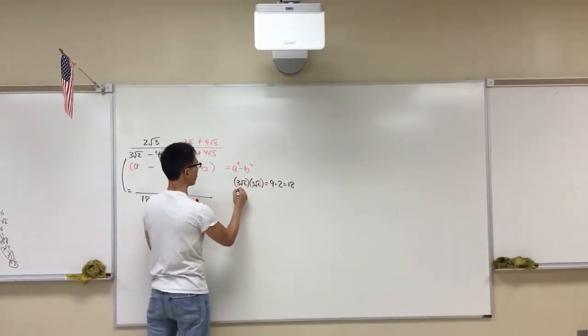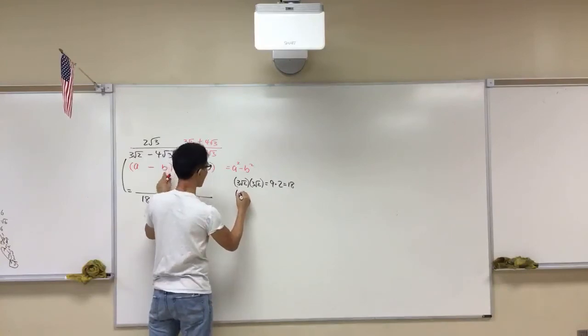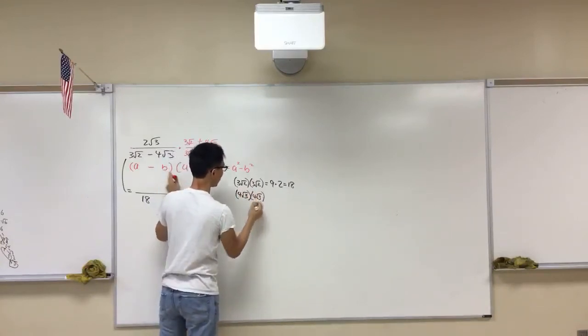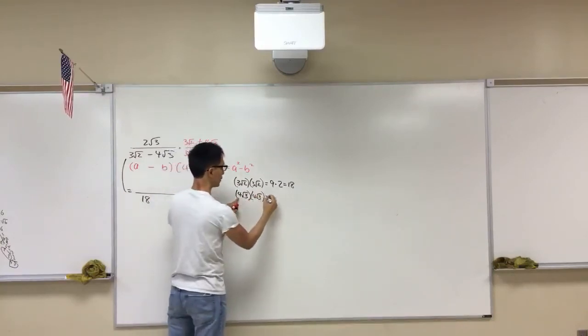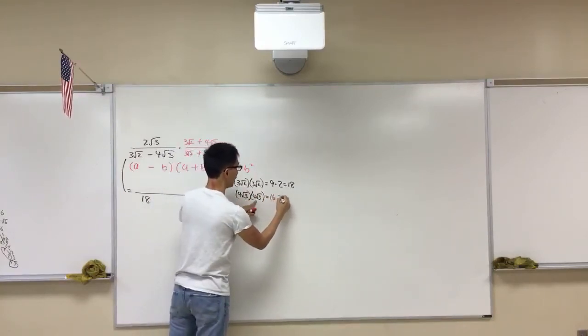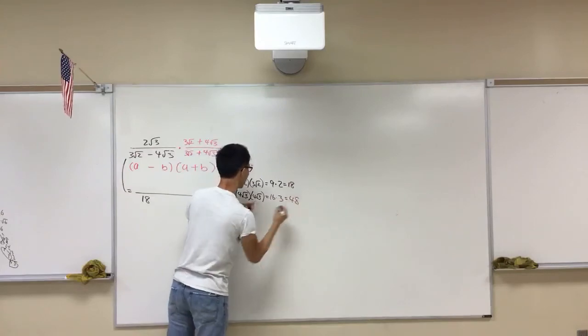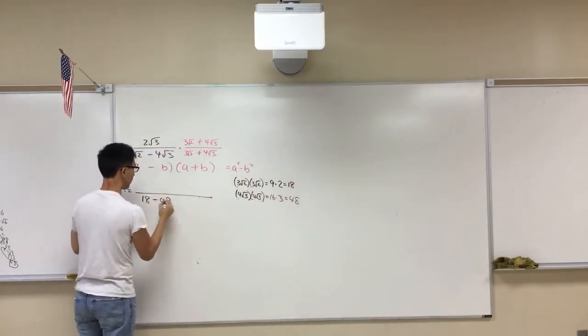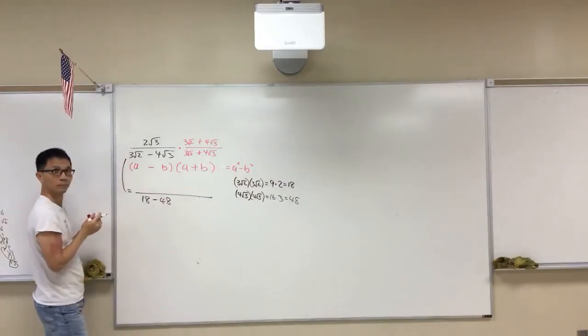Now here we're going to do B, which is 4 square root of 3 times 4 square root of 3. Outside by outside, 16 times 3. So it'll be 18 minus 48. Ooh, minus. Oh, that's why.